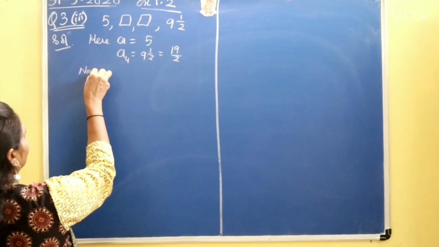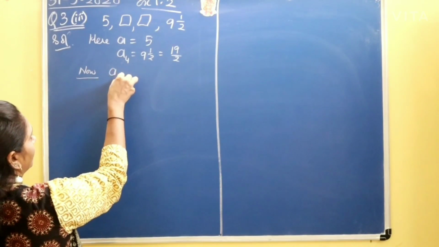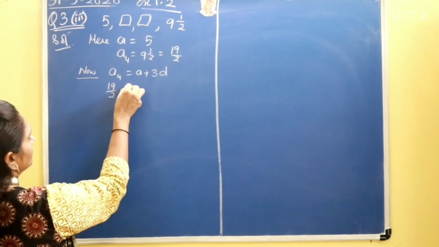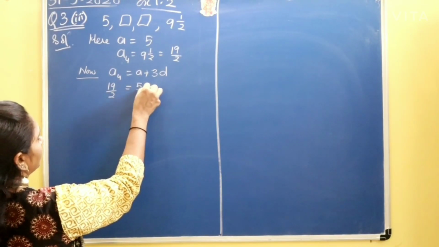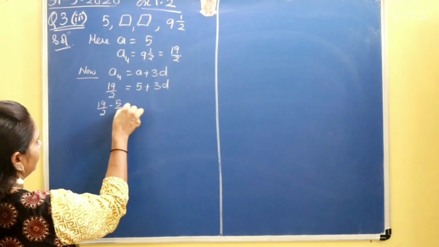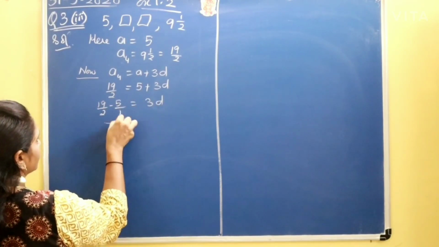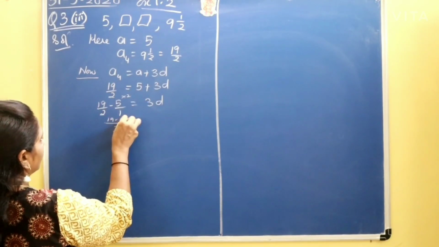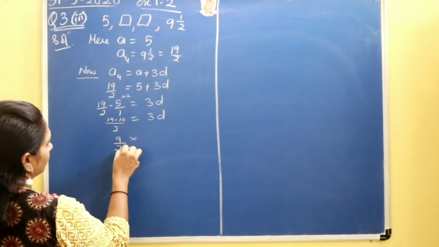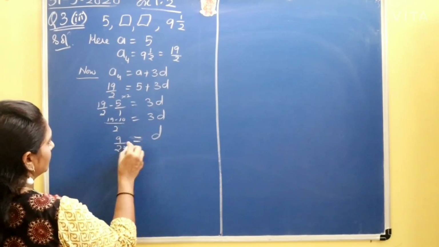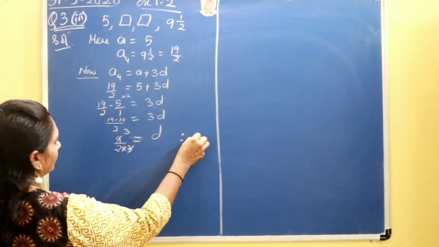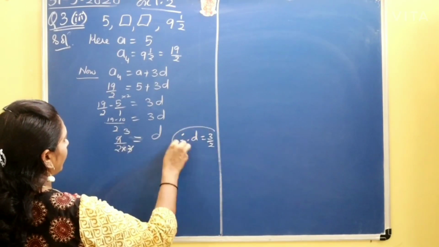Now a4 is equal to a plus 3d. 19 by 2 equal to 5 plus 3d. Take 5 the other side, it becomes minus 5. So here you get 3d equal to (19 minus 10) by 2, which is 9 by 2. Then take 3 the other side, you will get d. 3 3s are 9. Therefore, d is equal to 3 by 2.